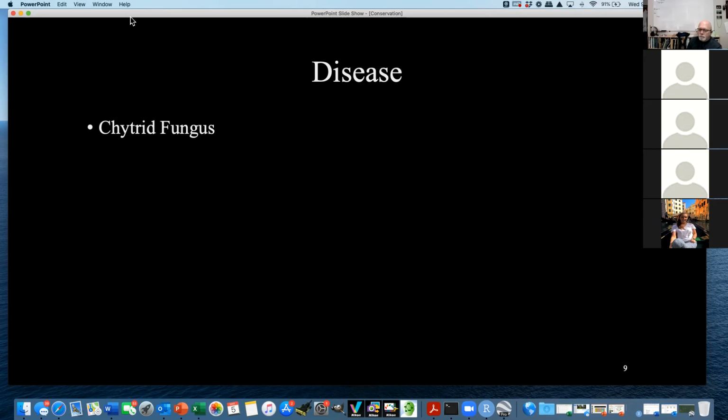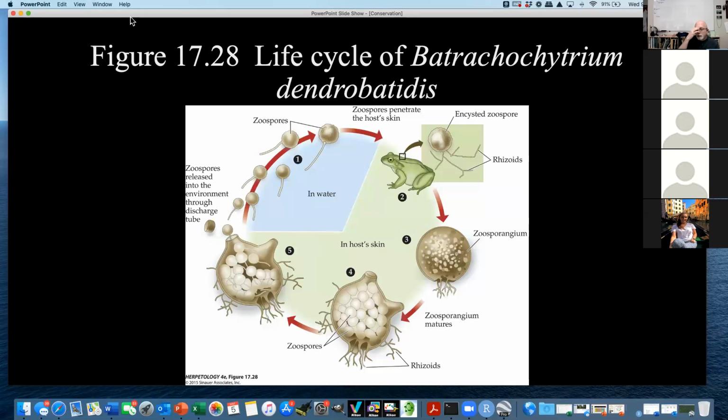Disease, a big chunk of your book talks about chytrid fungus. There are two types of chytrid fungi. One type influences anurans. There is another species that influences salamanders. This is a fungal disease, and basically it can interfere with development by encysting itself in places. And so this is kind of the life cycle of the fungus.